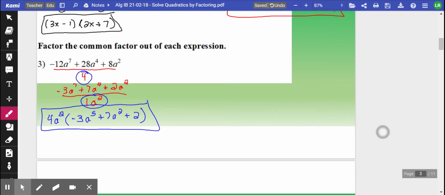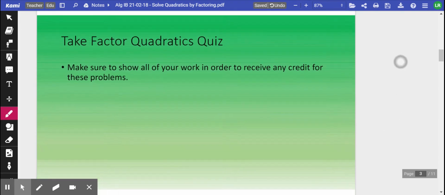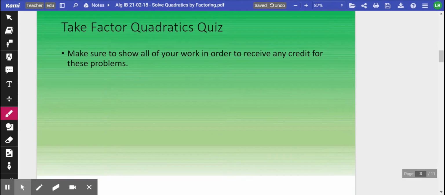Now, what you'll need to do, though, is go ahead and pause the video and take care of that factor quadratics quiz. Okay, once you're done, you can come back and you will start the new lesson.